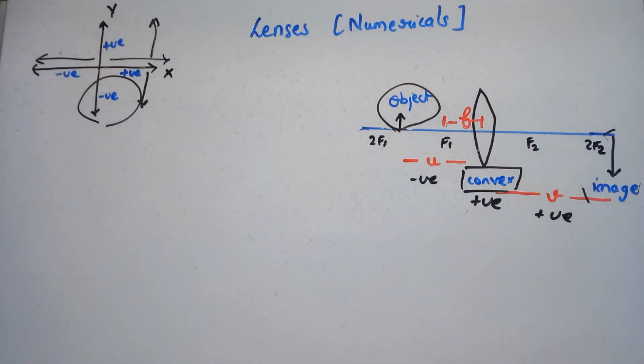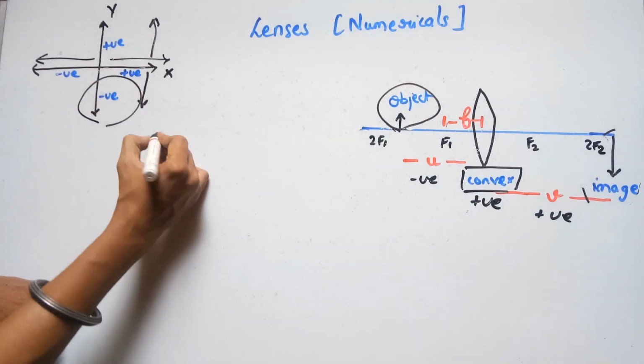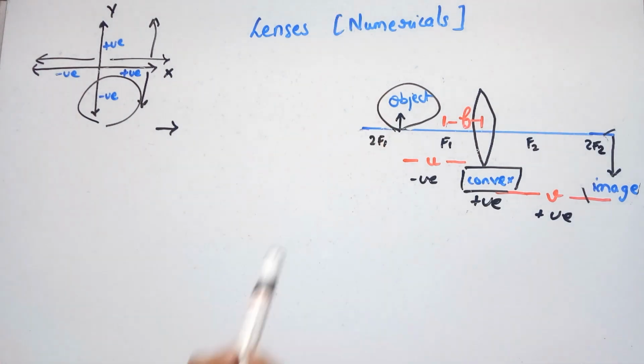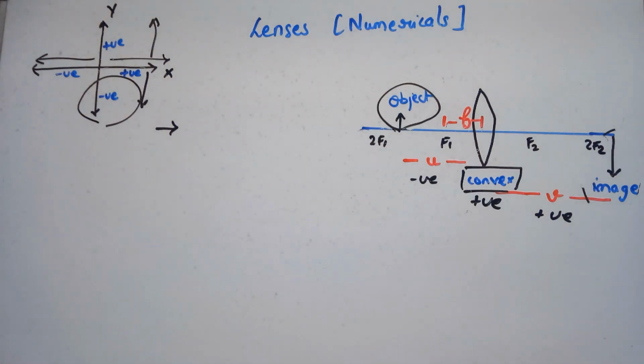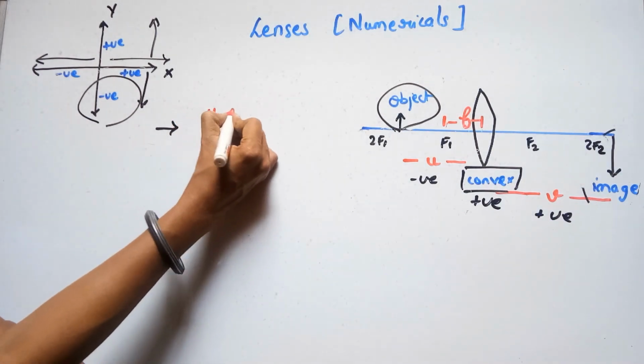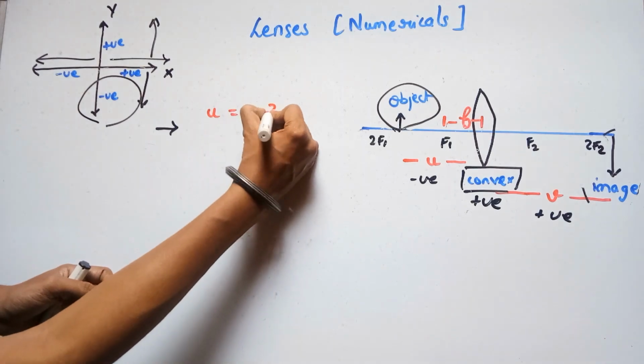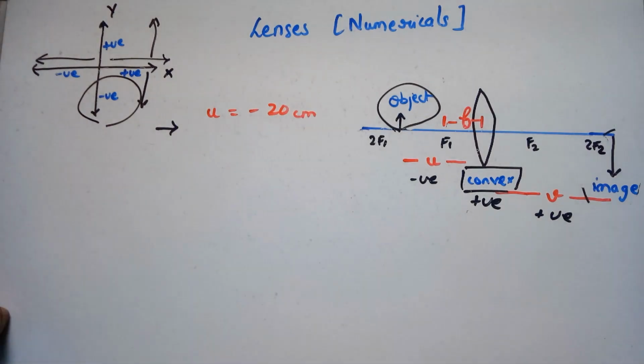So let's start with one numerical. You will understand this. Okay, so I'll read the question for you and let's write whatever is given to us. Suppose an object is placed vertically at a distance of 20 centimeter from a convex lens. So 20 centimeter object का distance है, तो object का distance हमें given है, so u. So u is taken as negative because it is on the left hand side. So let's take minus 20 centimeter.